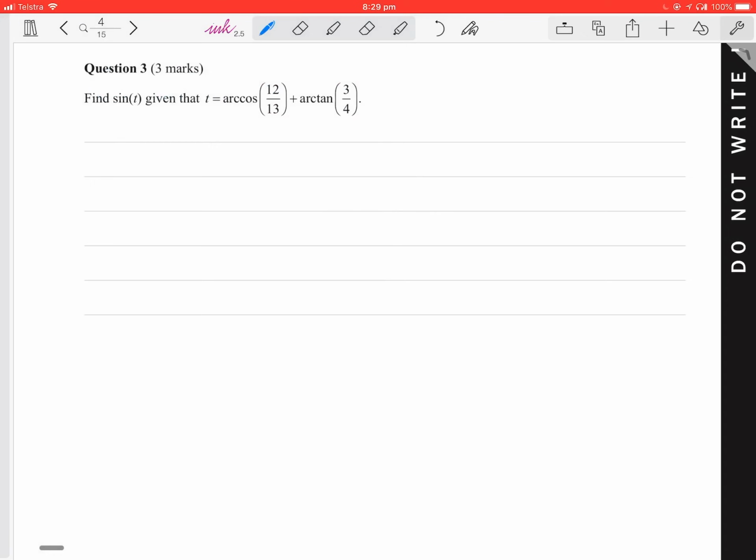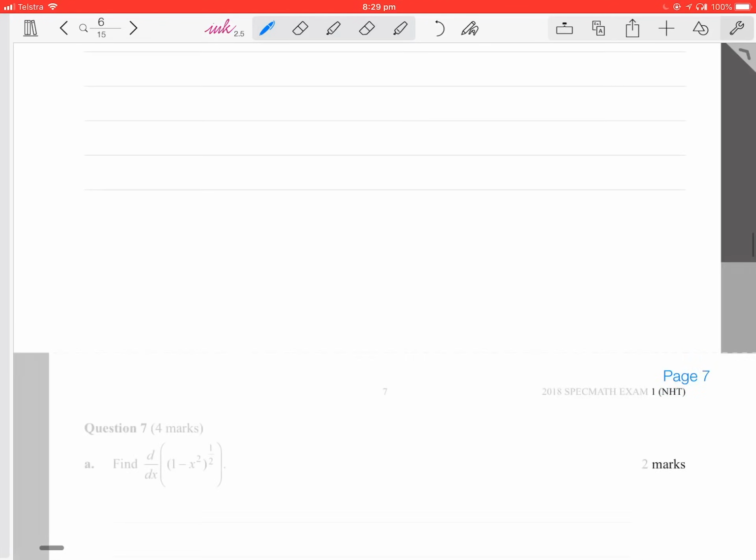Okay. Given that arc cos is that, arc tan is that, sine t. I've got to remember what the rule is for two angles, sine of x plus y. Oh no, formula sheet.